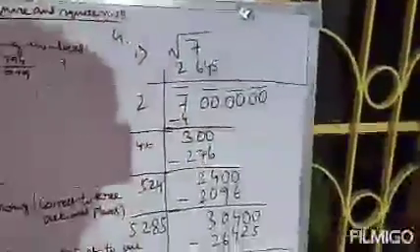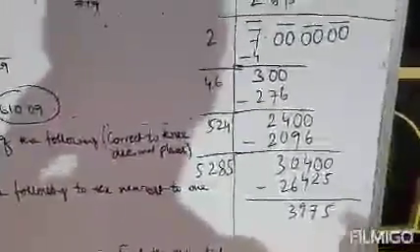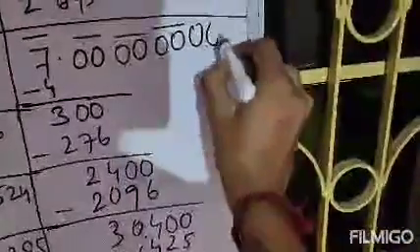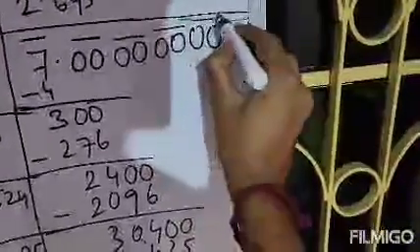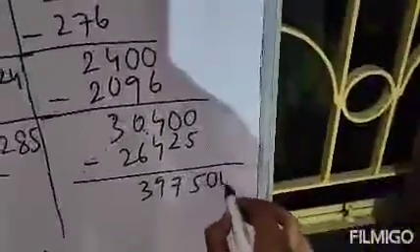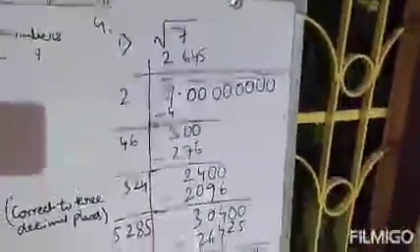Clear? Now again there are 3 digits. After the decimal we will take 4 digits. As the question says correct to 3 decimal places, we will take 1 extra digit. So zeros were used, so we will take another 2 zeros. Clear? So these 2 zeros. Now 2645 we will multiply it by 2.